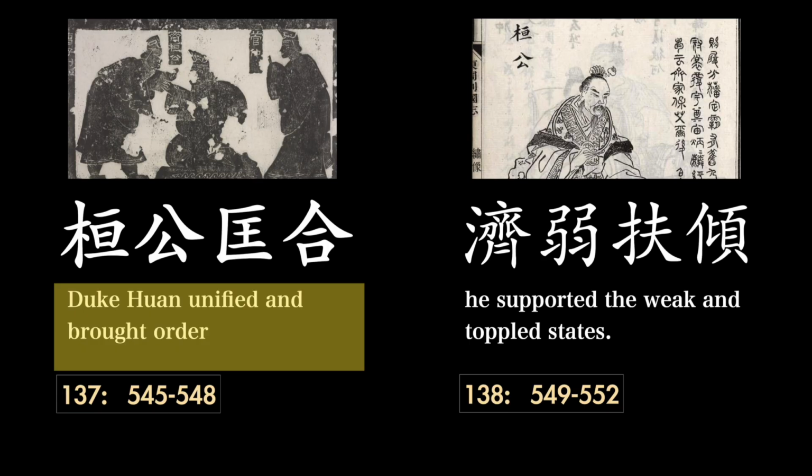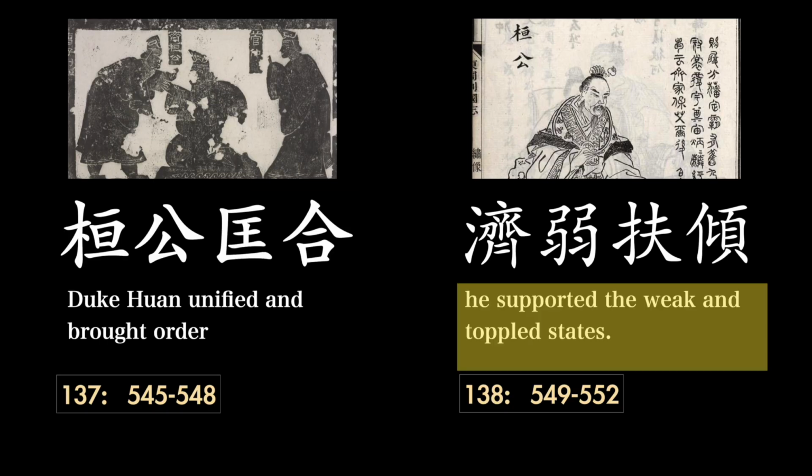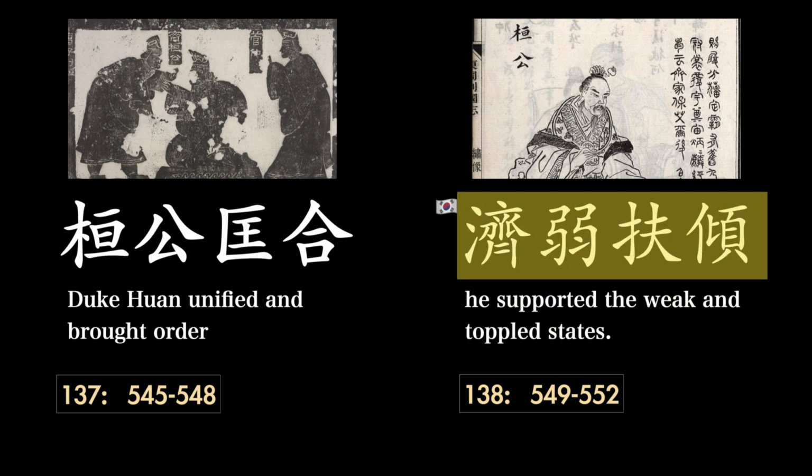Duke Huan unified and brought order. 환공광합, 桓公匡合 桓公匡合. He supported the weak and toppled states. 제약 부경, 济弱扶傾 济弱扶倾.